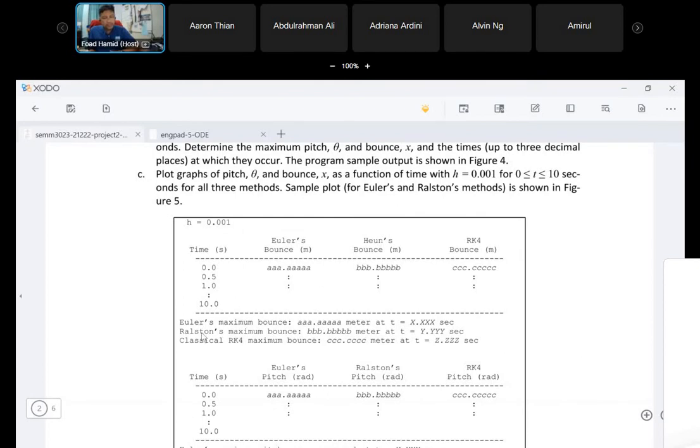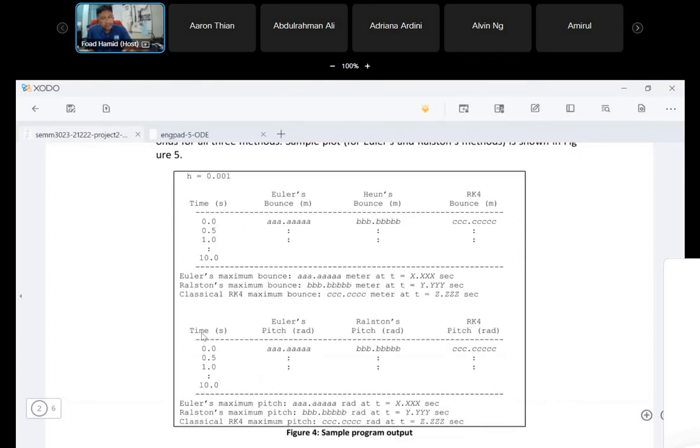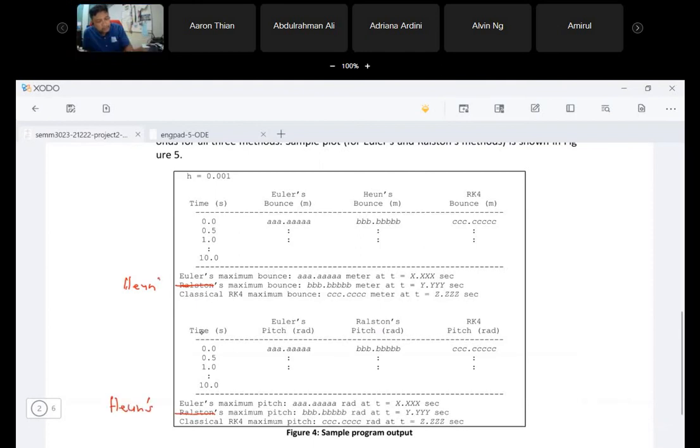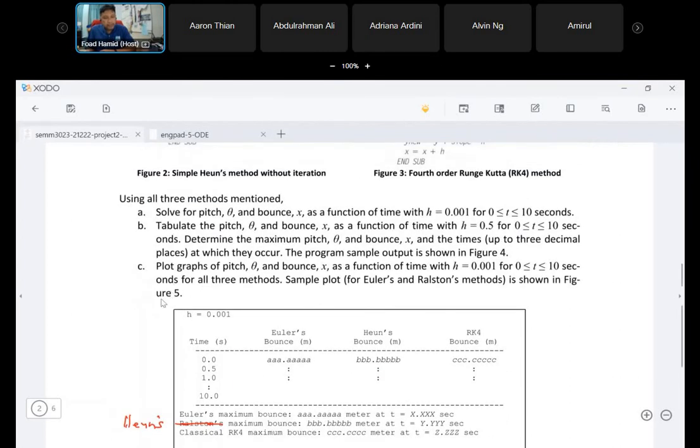Okay, the same thing for Heun. No, sorry, this is not Ralston. This should be Heun's. Sorry, there's a typo here. This should be Heun and Heun's. Okay, so that is part B.